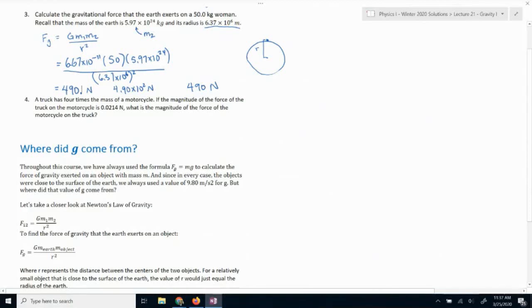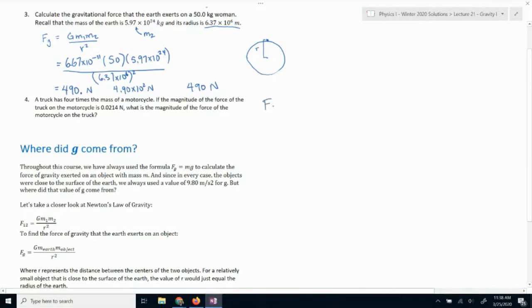So what do you think? What's the magnitude of the force of the motorcycle on the truck? If the force of the truck on the motorcycle is 0.0214 newtons, what's the magnitude of the force of the motorcycle on the truck? Is it going to be bigger or smaller? Will it remain the same? Yes, it will remain the same, because remember Newton's third law.